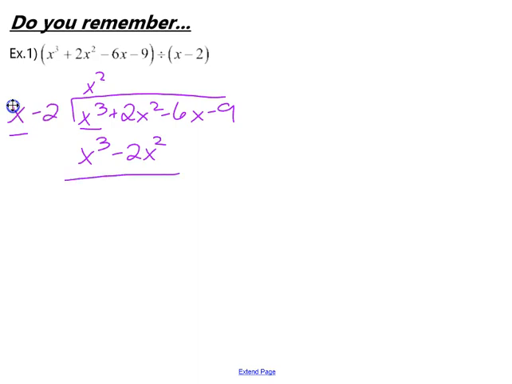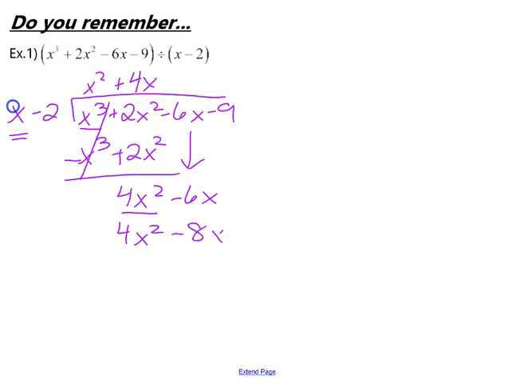and then we changed the signs to subtract. And when you subtract down, this cancels, we get 4x squared, bring down the next term, and then continue. Divide our first term by our first term outside, so we get positive 4x, then we multiply. 4x squared minus 8x. Change the signs to subtract. This cancels, we get 2x, bring down the next term, and then complete the process one more time.